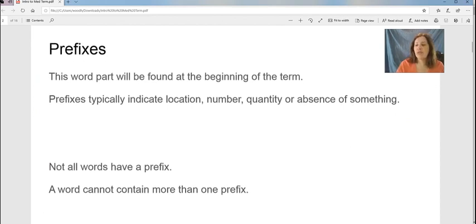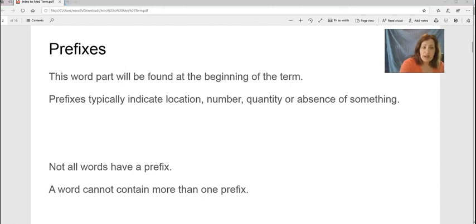So there are 3 parts of a medical term: a prefix, a suffix, and a word root. I'm going to go through those one at a time. Prefixes are found at the beginning of the word. Not all words have a prefix. Sometimes they do, sometimes they don't. A word cannot have more than one prefix. However, I've had students, when they're trying to break down a medical term, try to give it 2 prefixes, and that can never, ever, ever happen. So just know that.